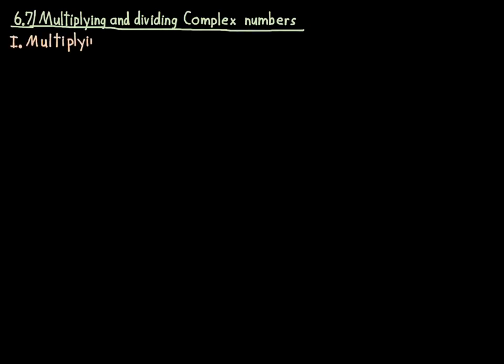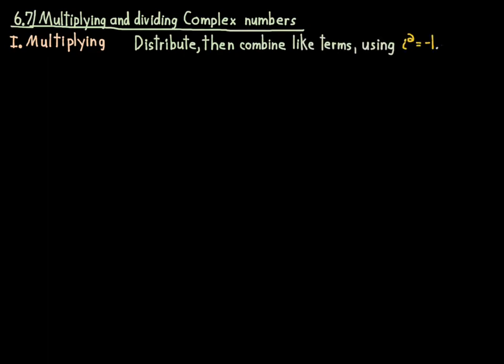Okay, so first, multiplying. You distribute, then combine like terms using i squared equals -1. And you want to write your answer in standard form, which is a plus bi. And you can always do this. It always works out.